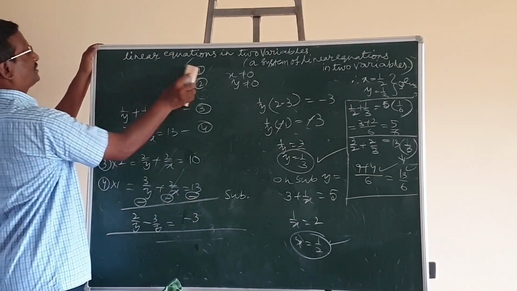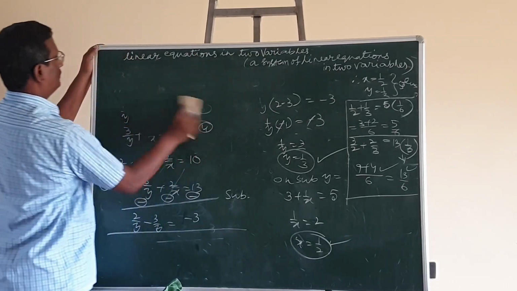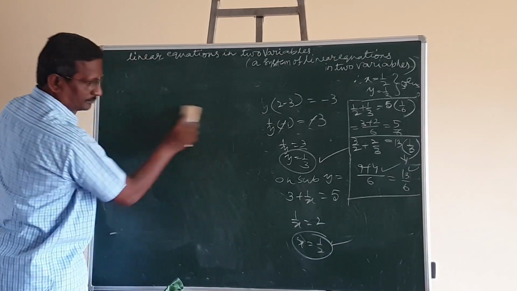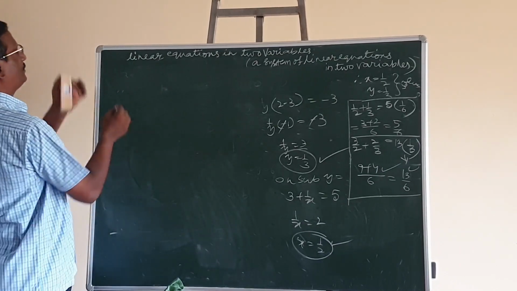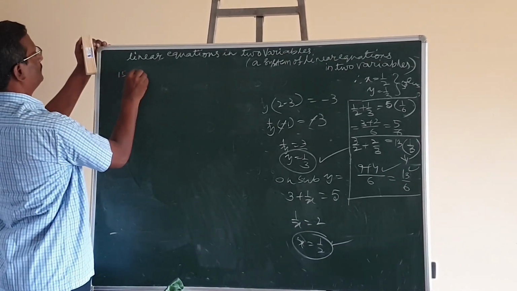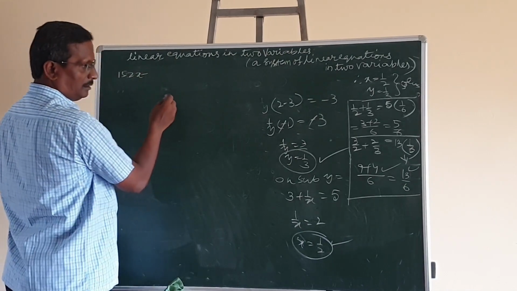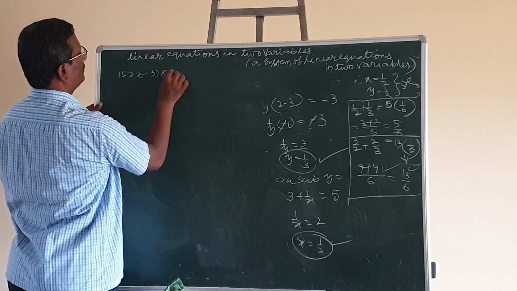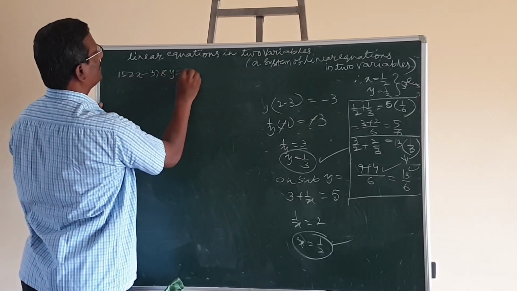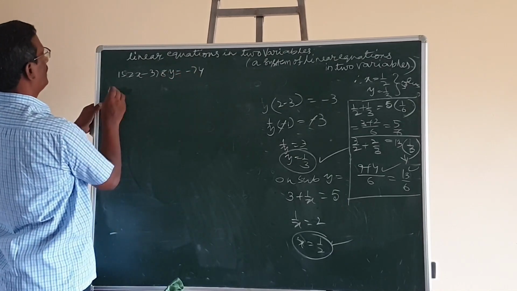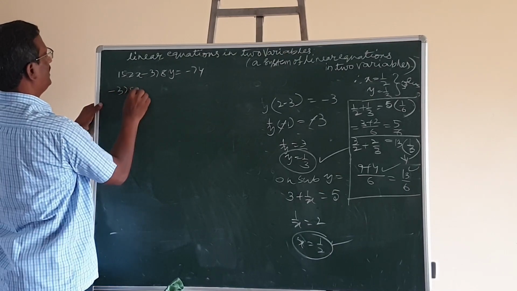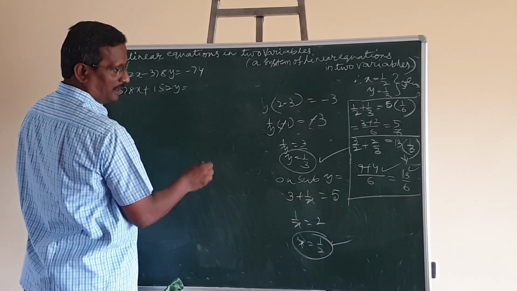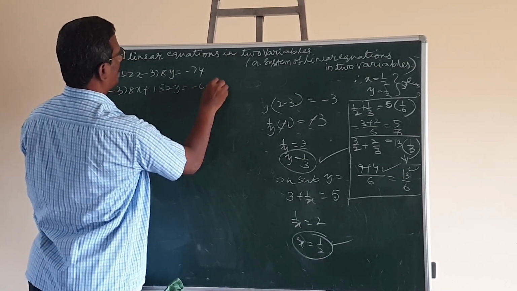So now, next question, let's go. Ready. Here, 152x minus 378y is equal to minus 74, and minus 378x plus 152y is equal to minus 604.